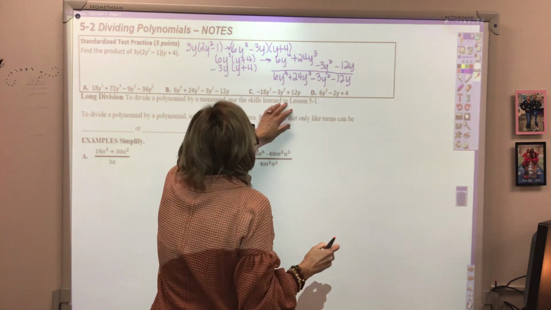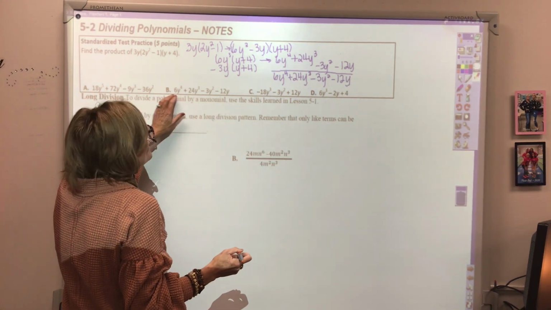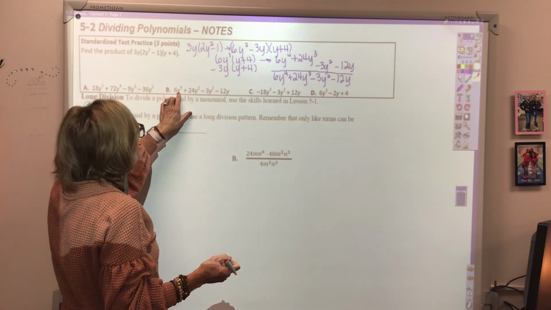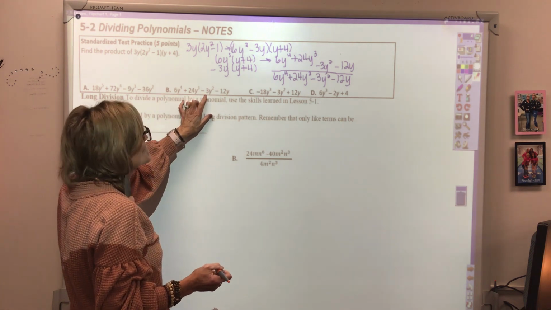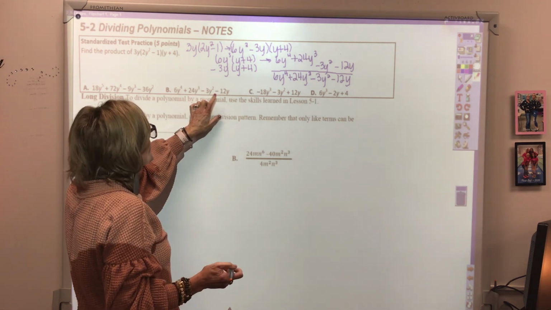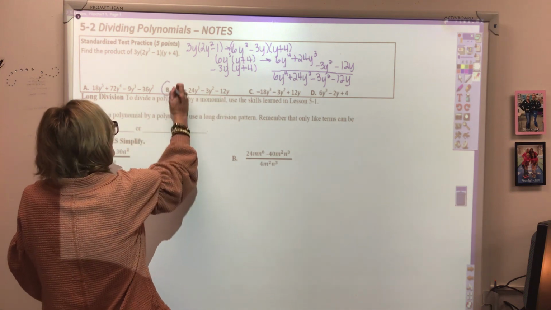So let's see which one of those that is. Looks like B, 6y to the 4th, 24y cubed minus 3y squared minus 12y. So it is B.